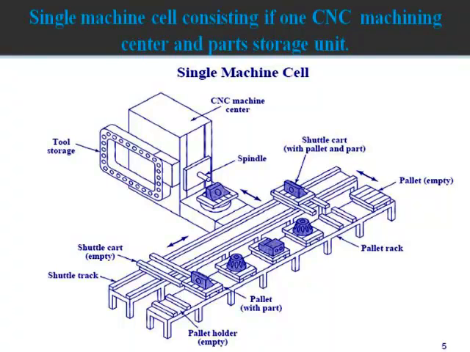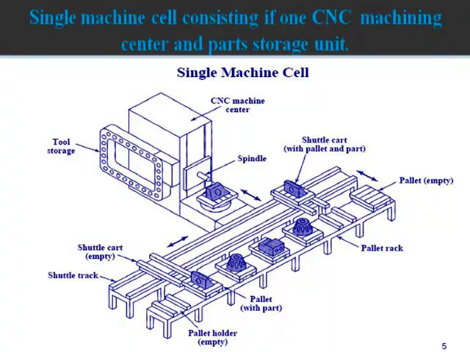In this, only a single machine is used, so we call it a flexible manufacturing cell. Only a single machine or machining center is used, which is capable of doing a larger number of operations, and a single machine cell looks like this. And here also the pallets are transferred. Pallets along with the workpieces can be transferred from the conveyor belt to the machine, and then from the machine to the conveyor belt through the secondary material handling device. A shuttle cart, for example, is used here.